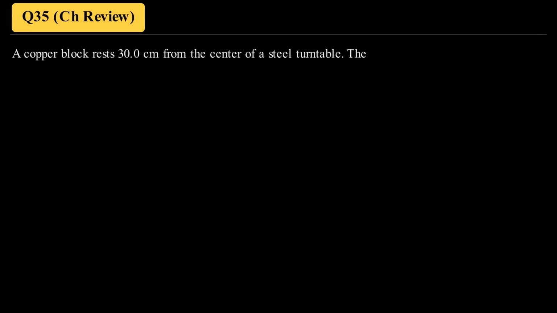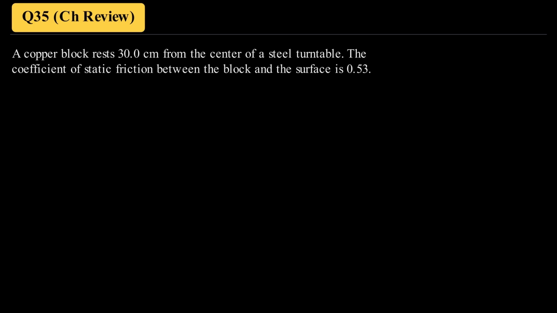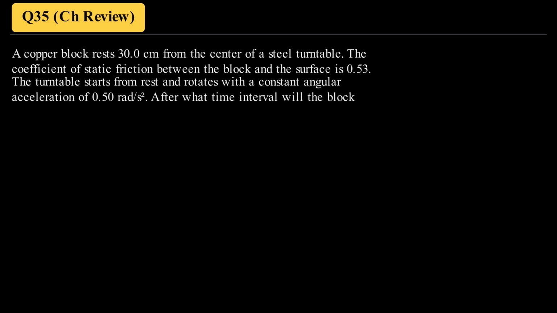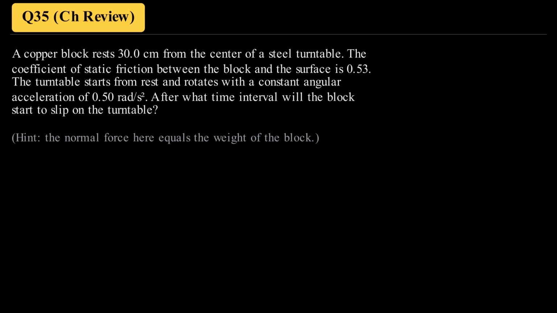Question 35. It says a copper block rests 30 centimeters from the center of a turntable. That is r, which is 30 divided by 100. That is going to be 0.3 meters. The coefficient of static friction between the block and the surface is 0.53, so mu s is 0.53. The turntable starts from rest, that means omega initial is 0, and rotates with a constant angular acceleration of 0.5 rad per second squared. So alpha is 0.5 rad per second squared. After what time interval, that means delta t is unknown, will the block start to slip on the turntable?